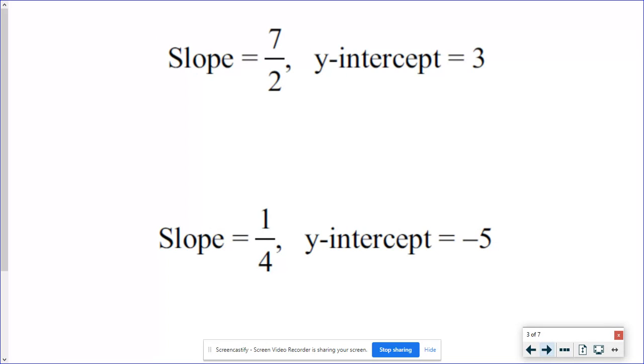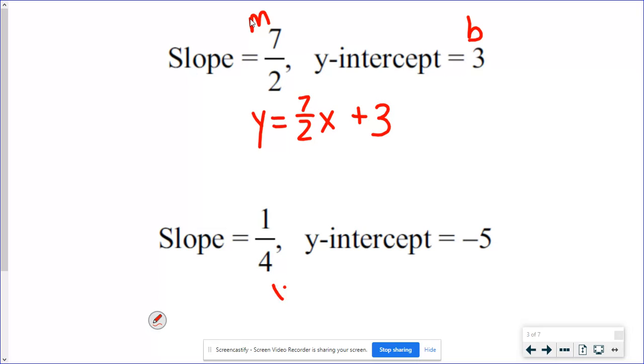If I give you a slope and a y-intercept, again, these are still just asking for slope-intercept form. Don't overthink this. I'm giving you the m, and I'm giving you the b. Your equation is just going to be y equals 7 over 2x plus 3. Just don't forget the x. That's the real trick on this one. For the second problem, y equals 1/4 x minus 5, or plus a -5.